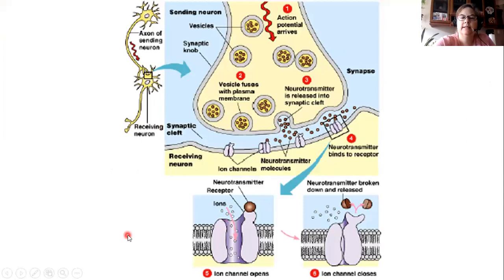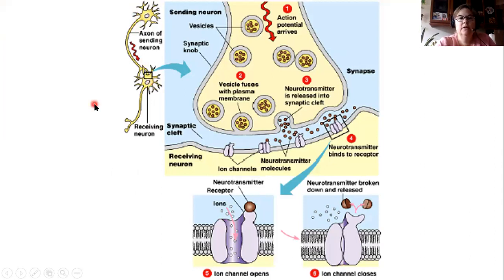So I'm just going to slide this stuff down so we can see the top part of this diagram to start off with. All right, so here, if we look on the left-hand side, we're looking at two different neurons. So here's the first neuron. So this is the axon of the sending neuron. This is the neuron that's sending a message. And then this is the receiving neuron.